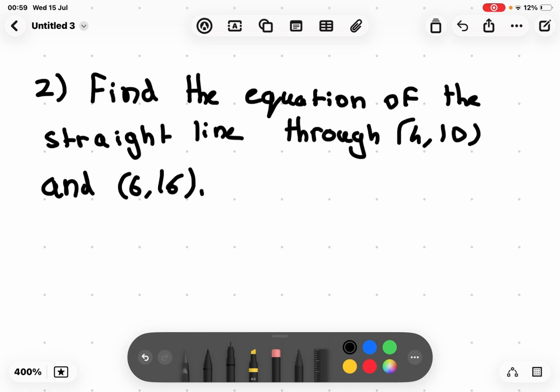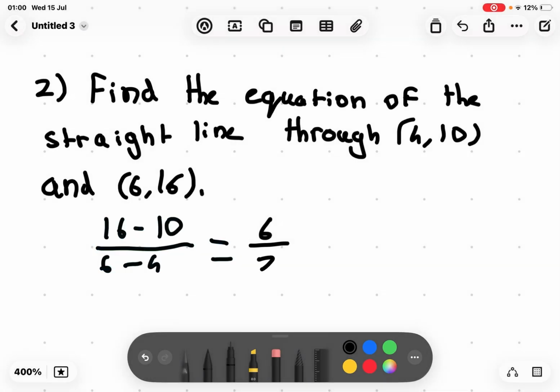So find the equation of the straight line through these points. Okay, so look, we have the y2 and the y1, and the x2 and the x1. So here's the gradient of 3.